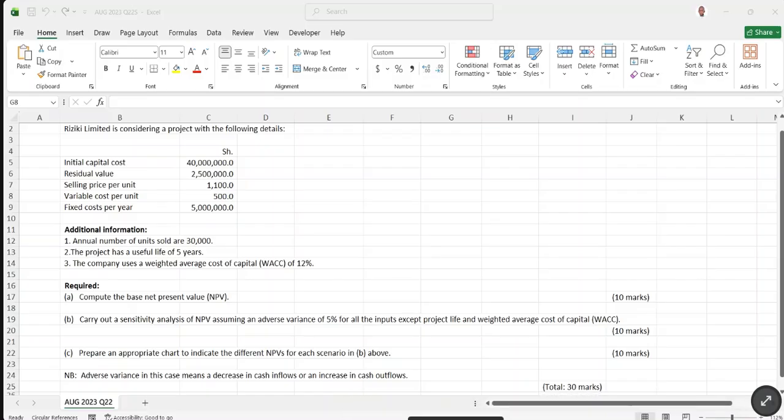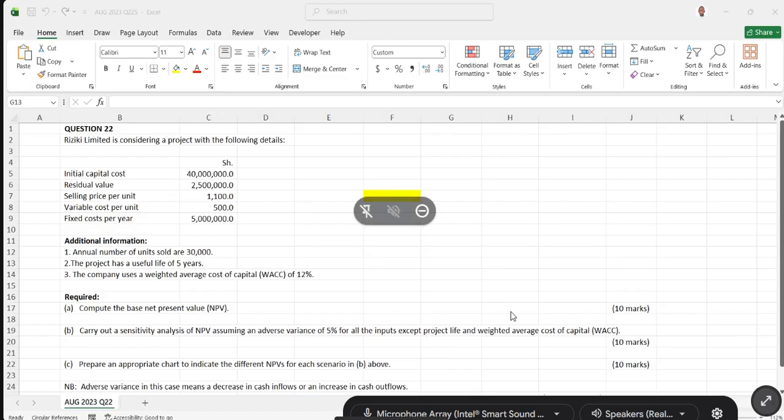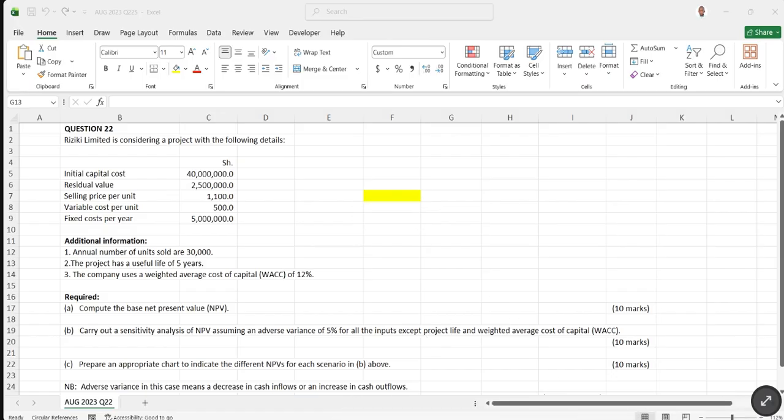Look at this very simple question. Very simple question here. Recycle Limited is considering a project with the following details. Actually, what you're doing is sensitivity analysis.